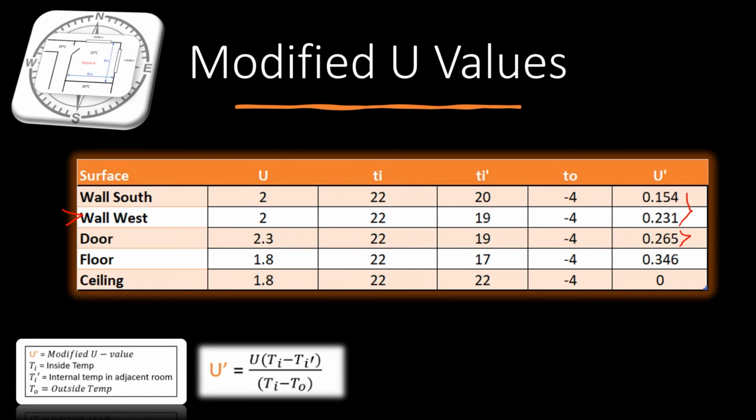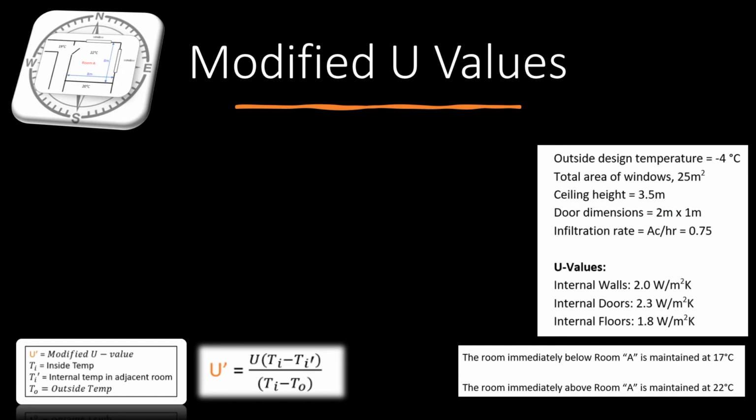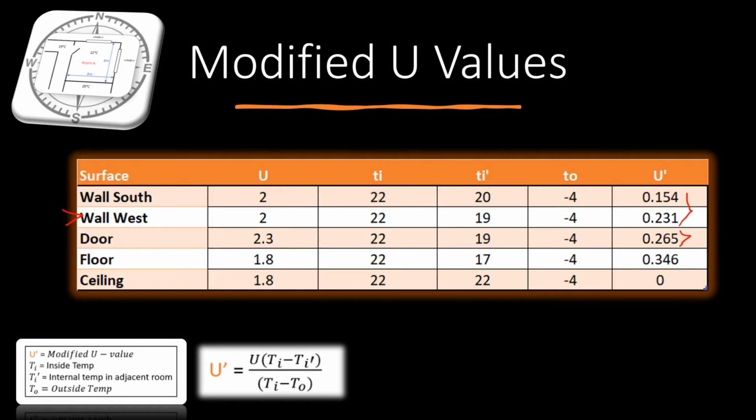Curiously for the ceiling, we've got 1.8 initial U value. The temperature in the room is still 22, obviously. An adjacent room, as we got from the question, is 22. So if I jump back, we can see for that room immediately above, it's going to be 22, which means we get a modified U value of 0, which actually makes sense when you think about it. If it's 22 degrees Celsius on either side of that floor, heat moves from a high temperature to a low temperature, so if they're the same temperature, there's no heat transfer, so our modified U value becomes 0.